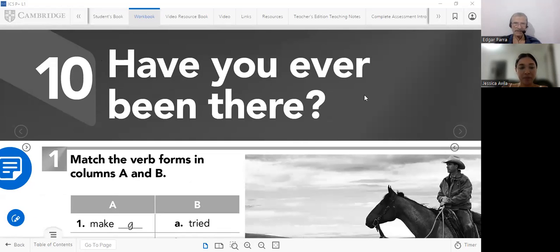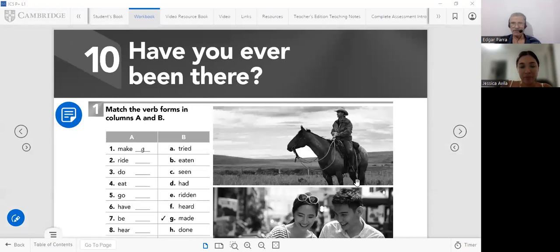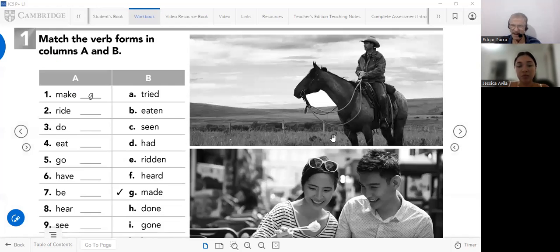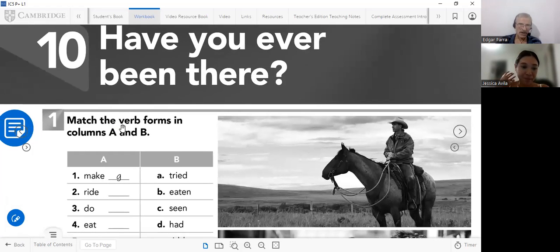What is the title of this unit? Have you ever been there? For example, have you ever been to Texas? Have you ever been to Oklahoma? Have you ever been to, let's say, Colorado? Or have you ever been here? You understand? Okay.